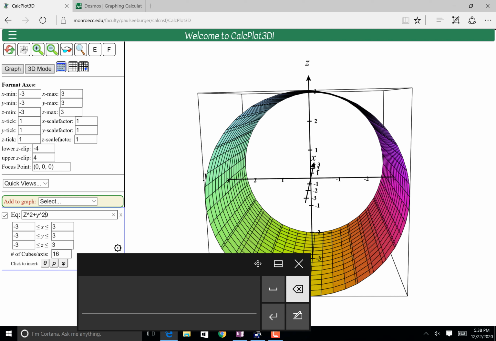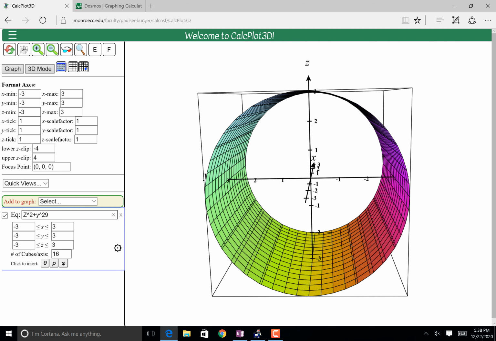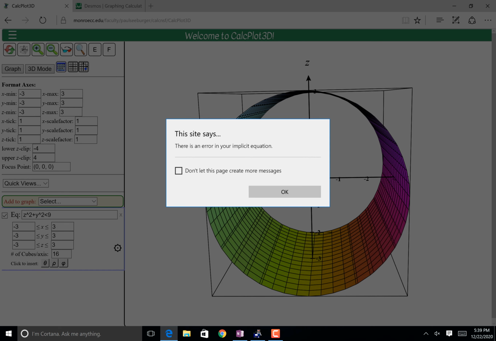Nope, sure cannot. Let's get the old keyboard back on there. You goober. A little less than action. Oh, boom. There's an error in your implicit function. Oh, probably. Well, it's not helpful that that's capital, but I don't think it's going to graph it.